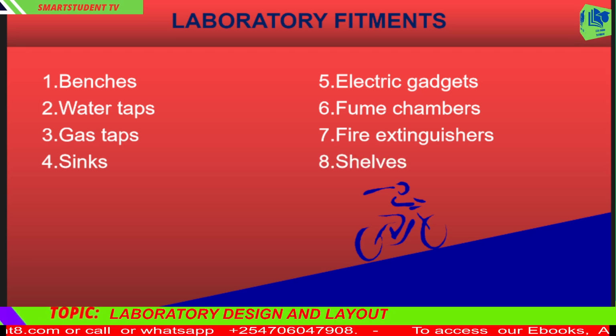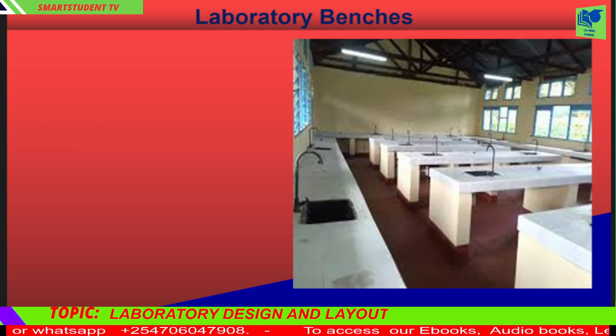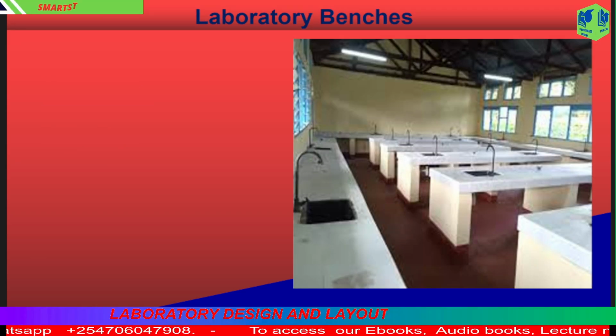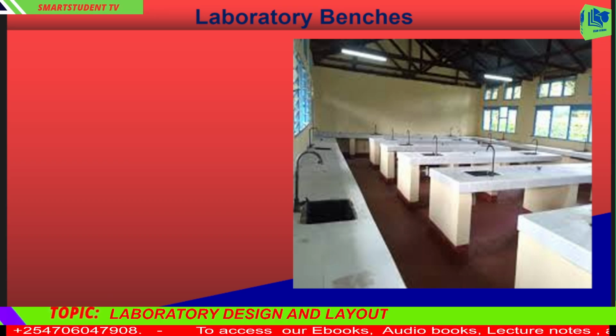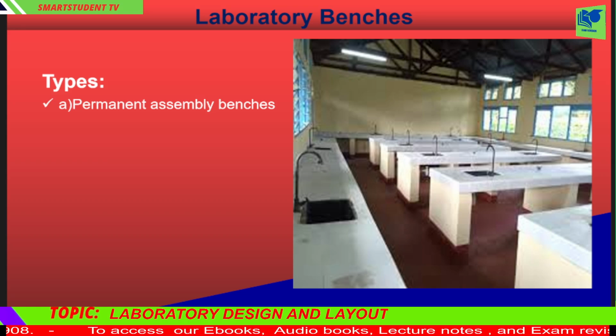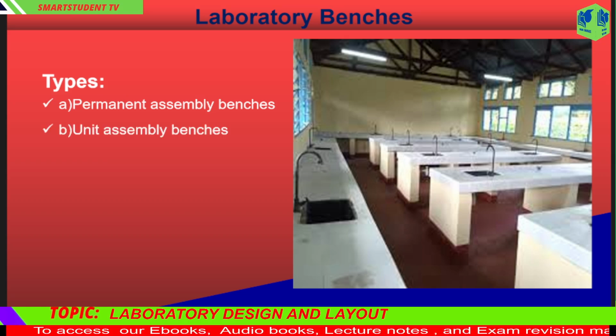1. Laboratory benches. Laboratory benches provide surfaces upon which laboratory experiments and tests are done. There are two main patterns of laboratory benches. A. Permanent assembly benches. B. Unit assembly benches. Permanent assembly benches are permanently fixed, hence do not allow future modification, or else they must be destroyed in case necessary changes are to be made.